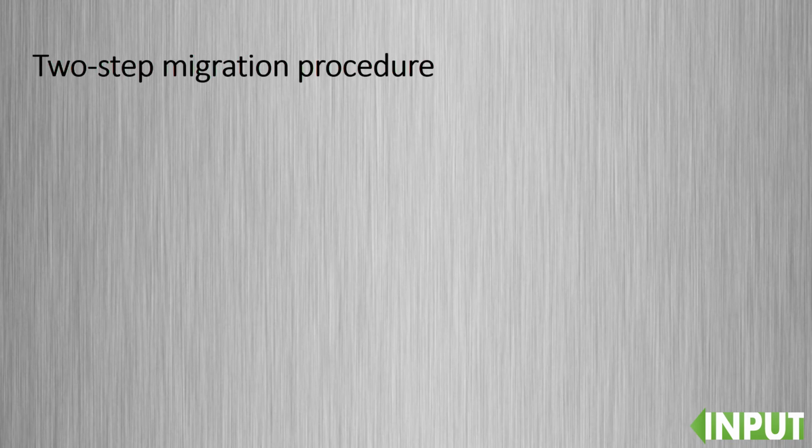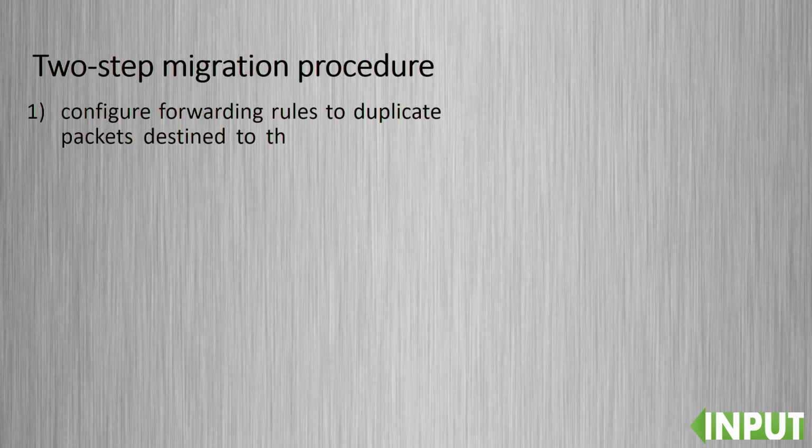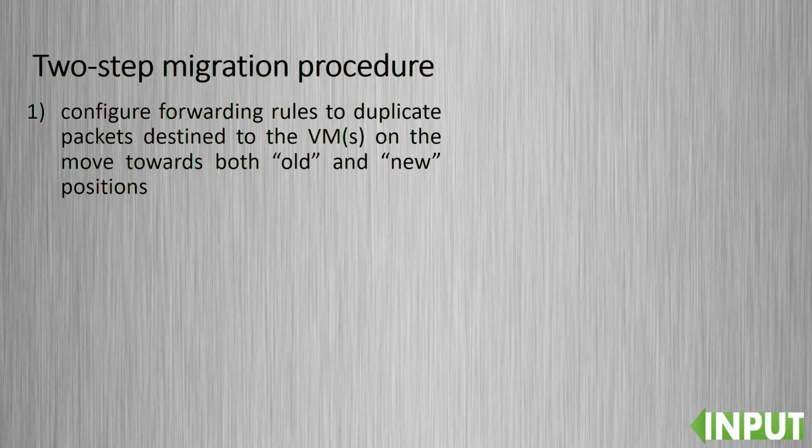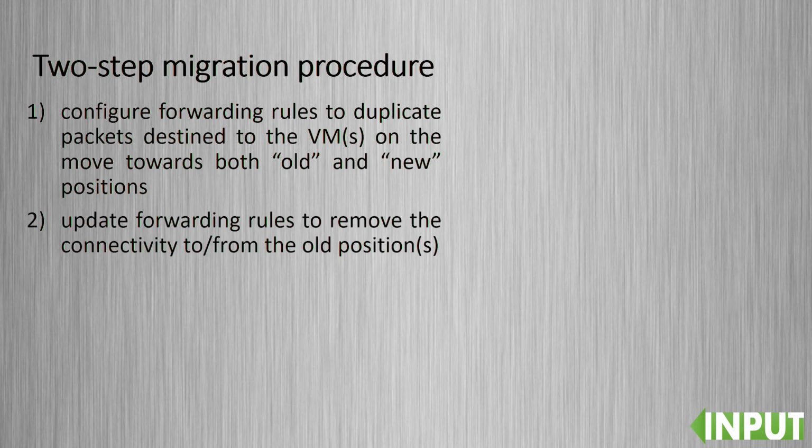As previously mentioned, one of the main advantages of the MCO is its efficient network support for seamless VM live migrations. Like common approaches for minimizing the service interruption time during such migrations, MCO adopts a two-step procedure. Before initiating the migration, forwarding rules are temporarily configured to duplicate packets destined to the VMs on the move towards both old and new positions. Once the migration is complete, forwarding rules are updated to remove the connectivity to and from the old positions.